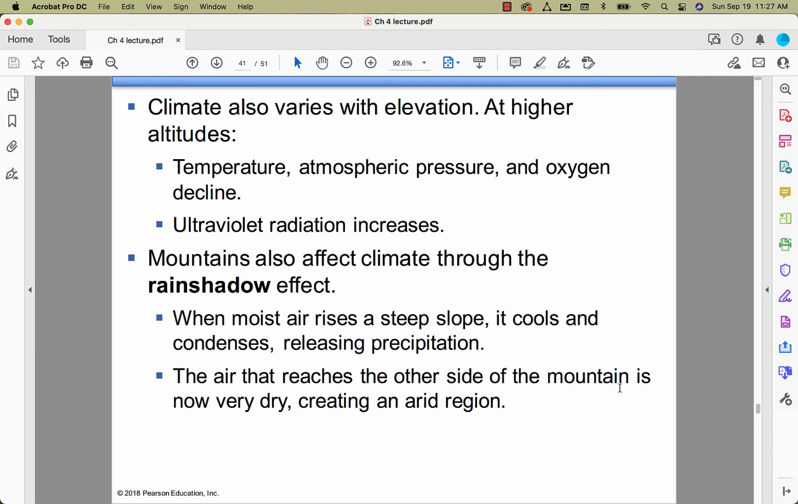Climate changes with elevation. As you go up in altitude, you get less temperature, less atmospheric pressure, and less oxygen, but the amount of ultraviolet radiation increases. The rain shadow effect we're going to talk about in the key points part, and it's actually really cool, and I've seen it in person. So it's just going to be easier for me to explain it to you when I can go through my example.